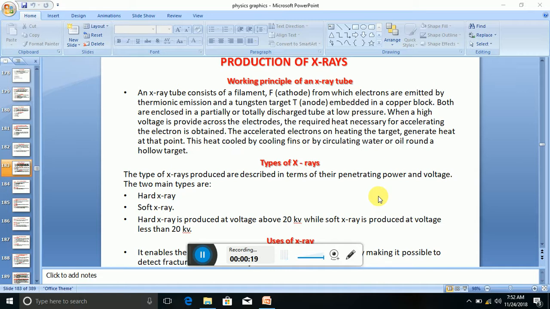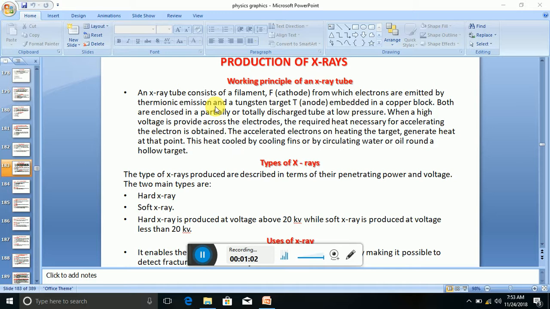Now, in the previous classes, we learned that electrons can be made to move out of the surface of a metal by, number one, thermionic emission, or by number two, photoelectric emission. When the movement of the electrons is caused by heat, it is called thermionic emission, as it is written here. But when it is caused by incident light ray, it is called photoelectric emission.